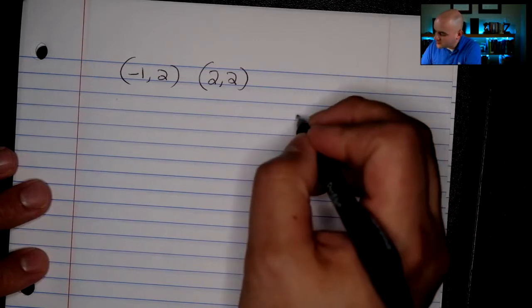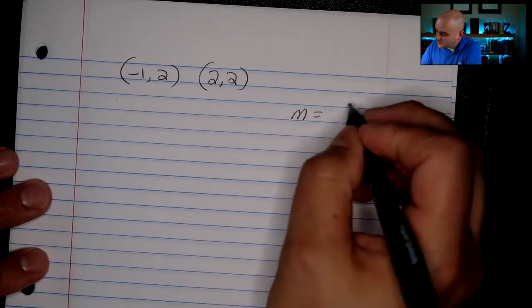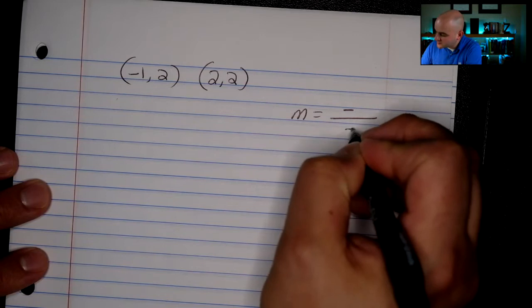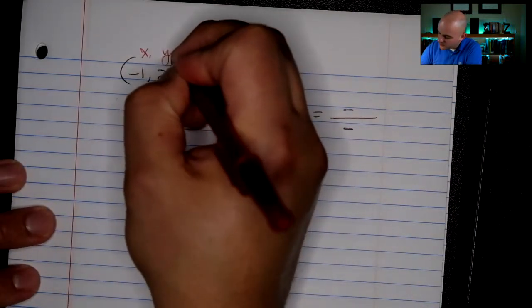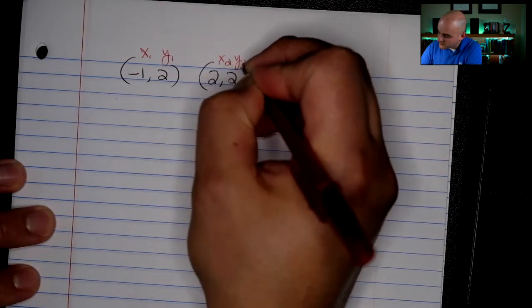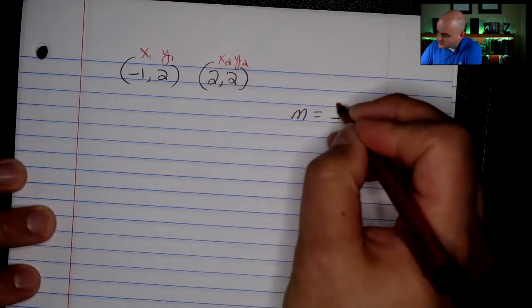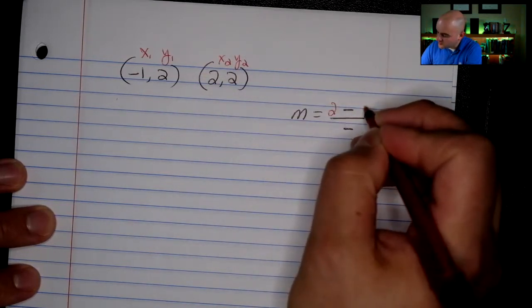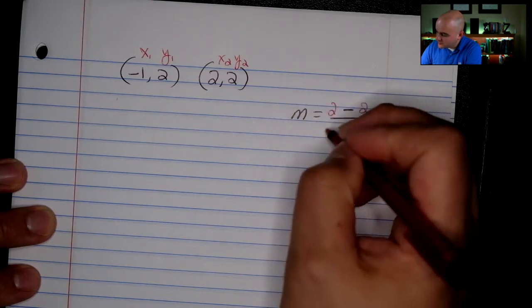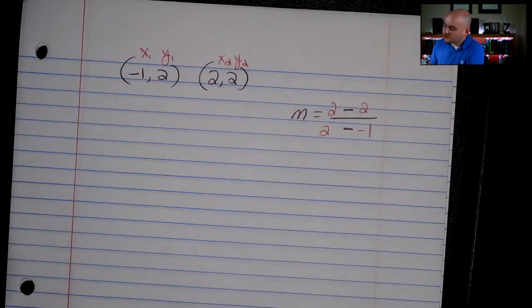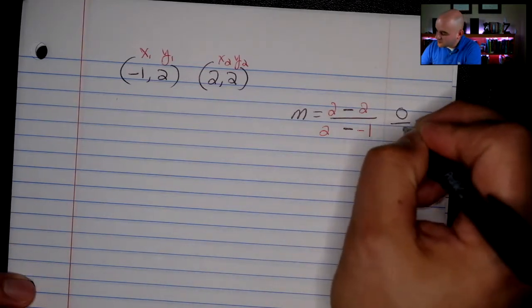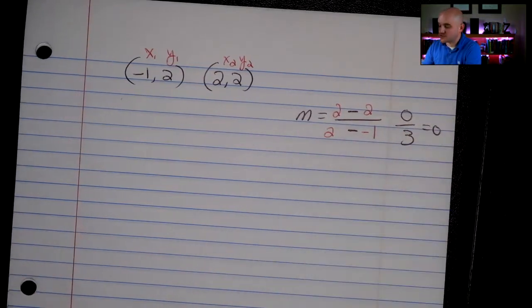Let's start with just finding the slope. So the slope, we have a minus and a minus here. I'm going to label this x1, y1, x2, y2. And I'm going to substitute it in. So my y's go up top. I've got a 2 minus 2 over 2 minus a -1. And this becomes 0 over 3, which is just 0. So my slope in this case is 0. It should be a flat line.